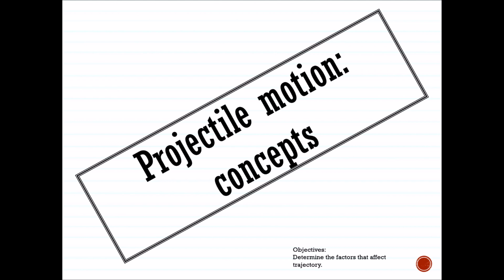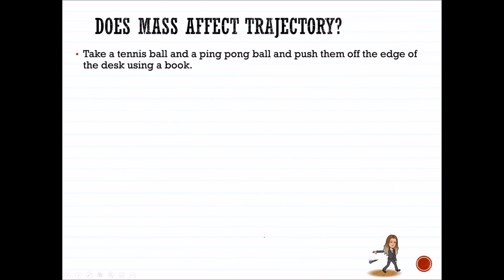Okay, key concepts. In this section, you're going to determine the factors that affect trajectory. Does mass affect trajectory? Take a tennis ball and a ping pong ball and push them off the edge of the table using a book so that they leave the table at equal times. Ideally, you would have 2 spheres of the same diameter, one with more mass than the other, but we'll work with what we've got. Predict which ball will hit the floor first.